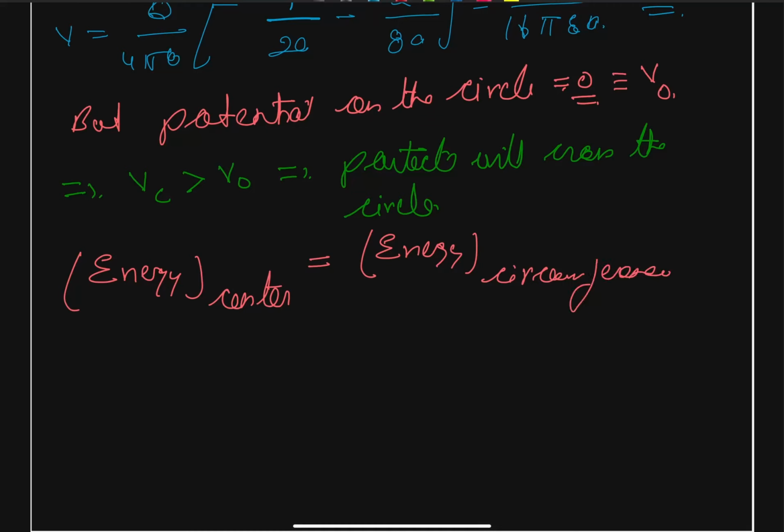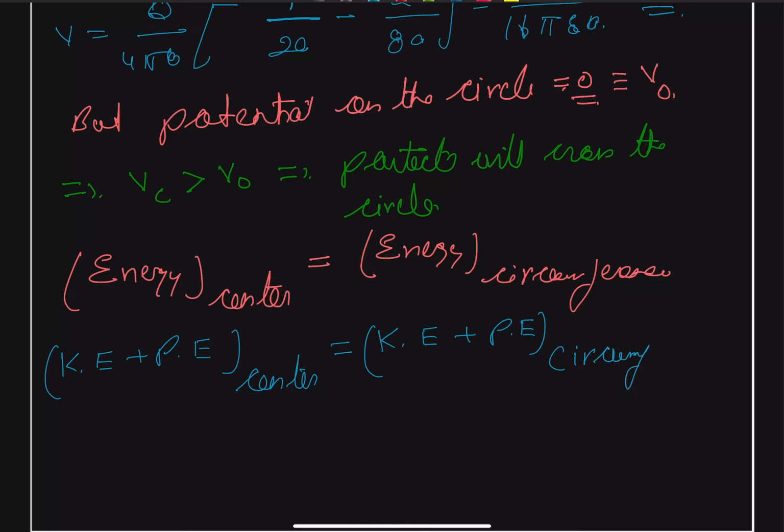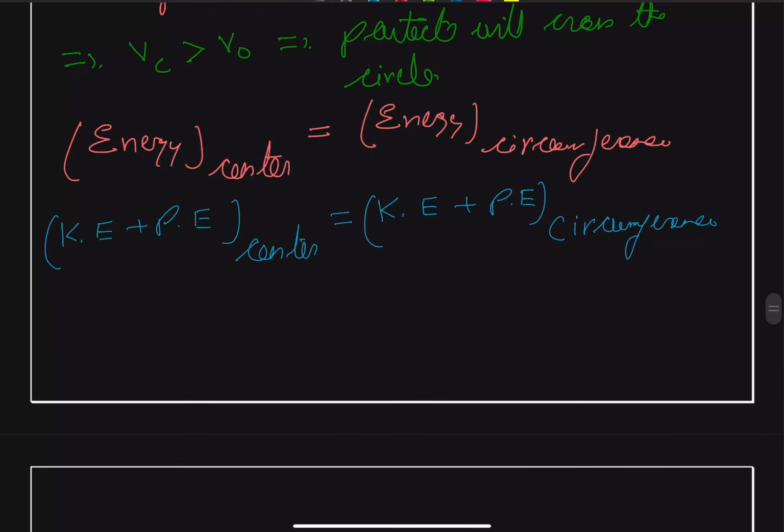and energy basically is our kinetic energy plus potential energy. At the center it should be equal to kinetic energy plus potential energy at the circumference. Kinetic energy at the center is 0. So this comes as 0 plus potential energy, the energy because of the minus 2q and because of the plus q.